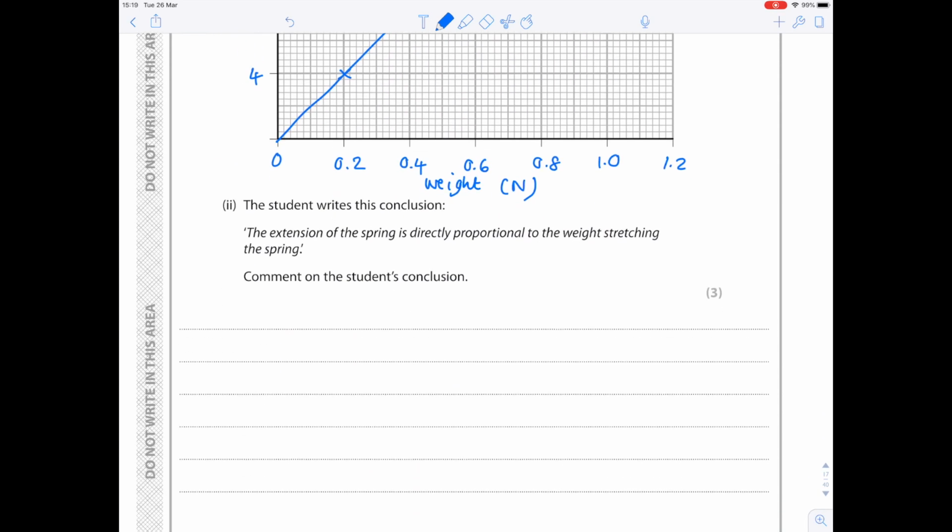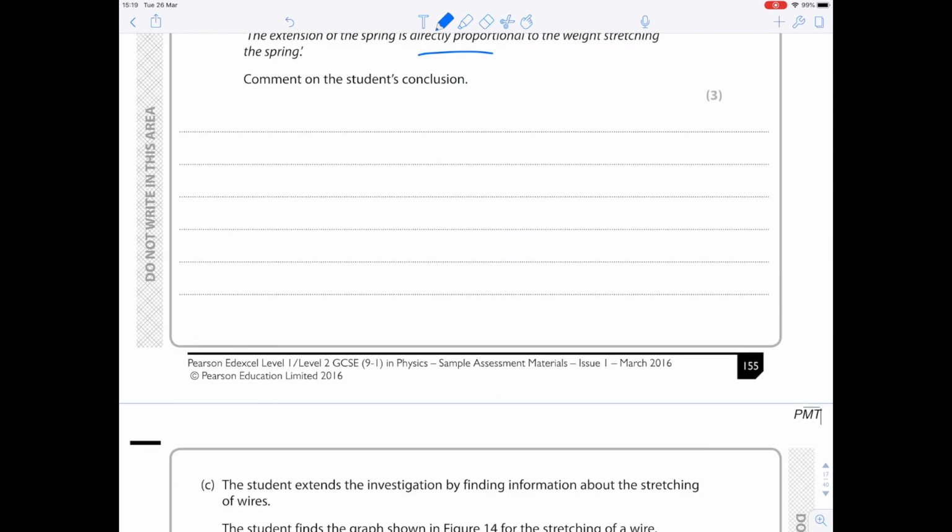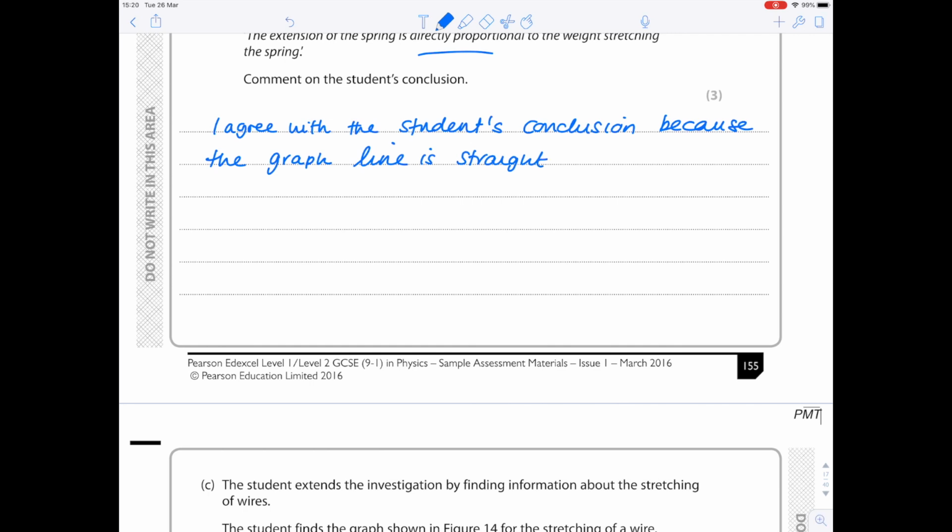The student writes this conclusion: the extension of the spring is directly proportional to the weight stretching the spring. Comment on the student's conclusion. Directly proportional would mean that as the weight increases, the extension increases. Yes, it does. According to our graph, we can see that very clearly. It's a linear relationship and it passes through the origin, which is this point down here. So yeah, I agree with the student's conclusion because the graph line is straight and passes through the origin.